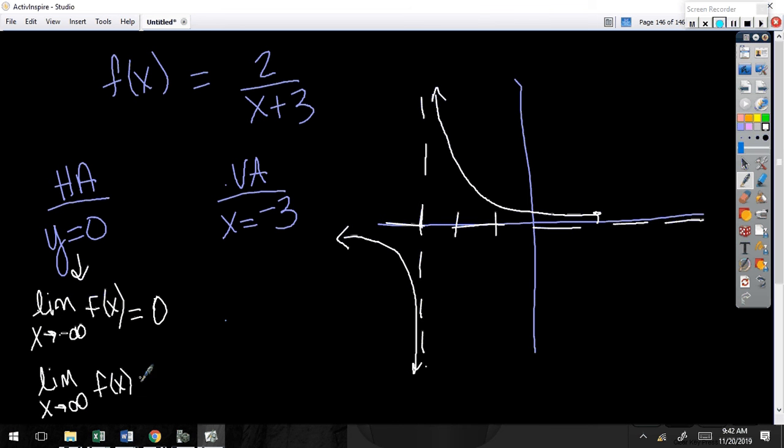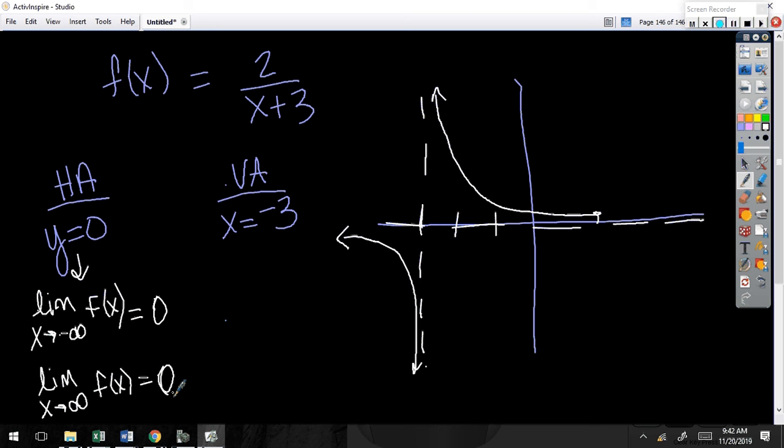How about as x approaches positive infinity? What does it go to? 0. Look at the graph. Positive infinity is to the right. What does the graph do all the way to the right? It's getting closer and closer. It's approaching 0. Both ends are approaching 0.